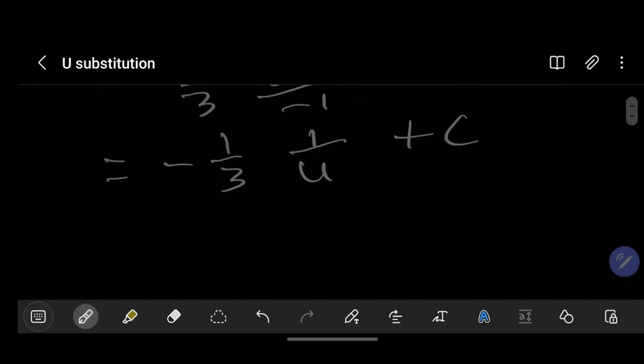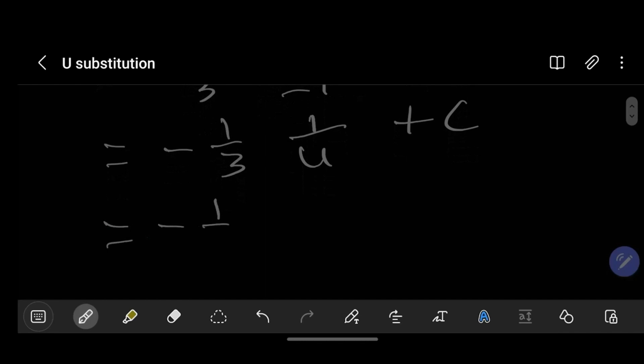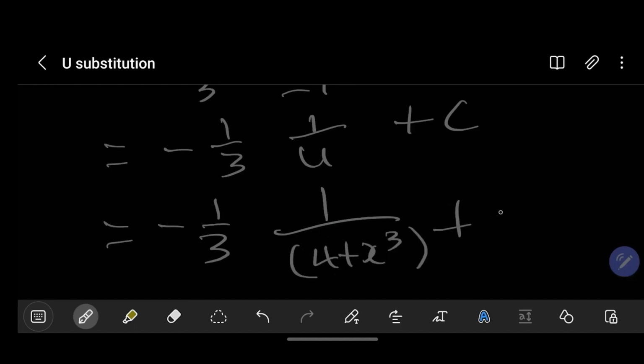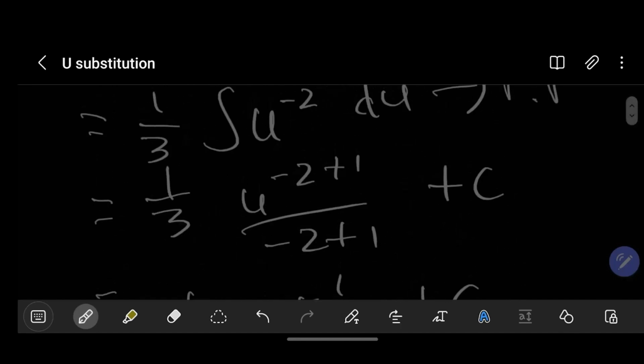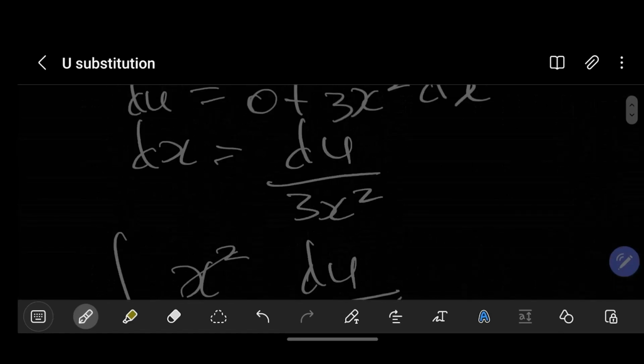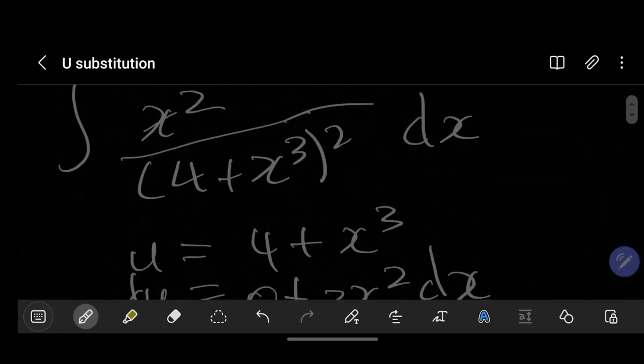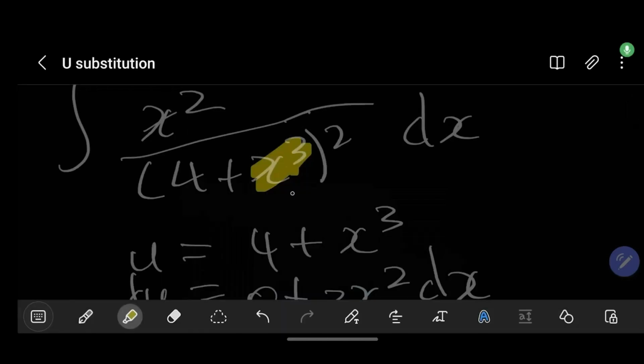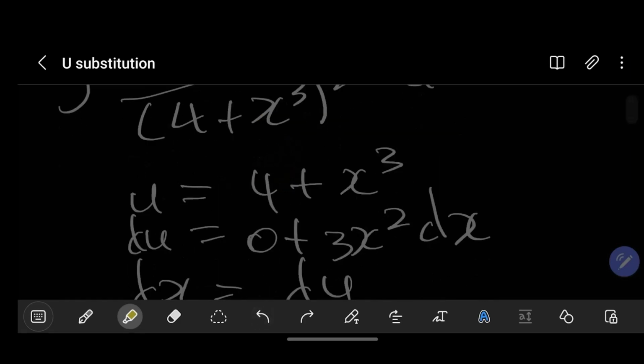Don't forget the last step. We need to substitute back, so that's minus 1 by 3 1 over our u, which is 4 plus x cubed, plus c. Don't forget the c. Okay, quite simple guidance here. Try to make u equal to the higher exponent. So the higher exponent was this, so let's use this as u. Okay, so let's move on.